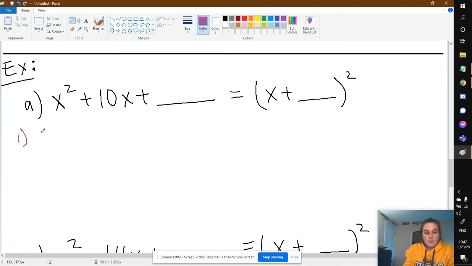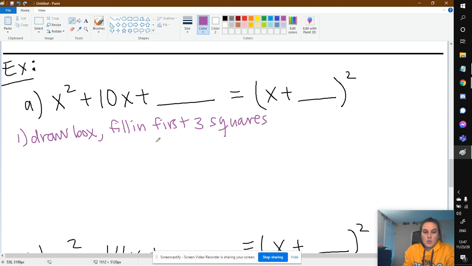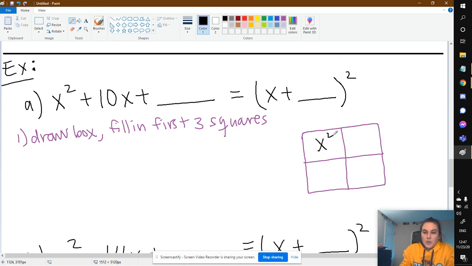First step. Draw a box. Fill in the first 3 squares. So here's the box. We're going to fill in the first square with an x squared. And then the second 2 squares are going to both be 5x, right?